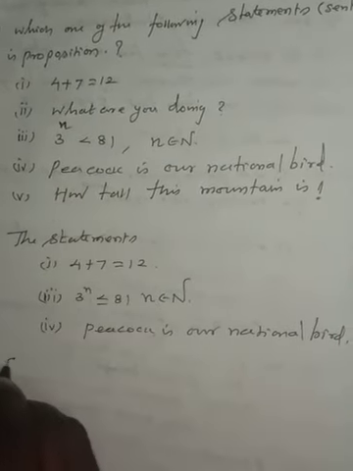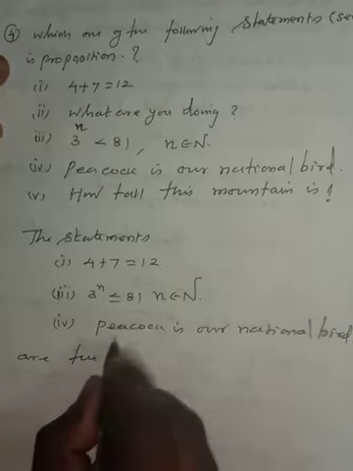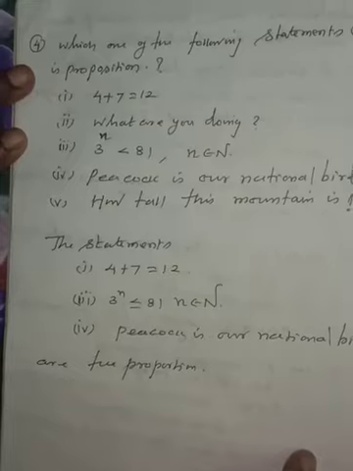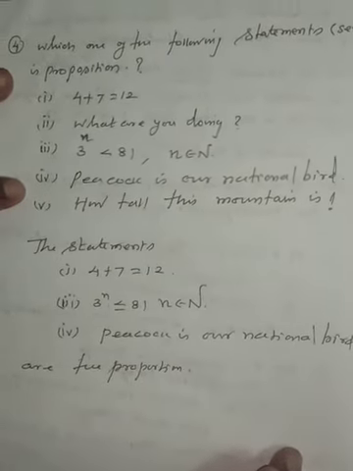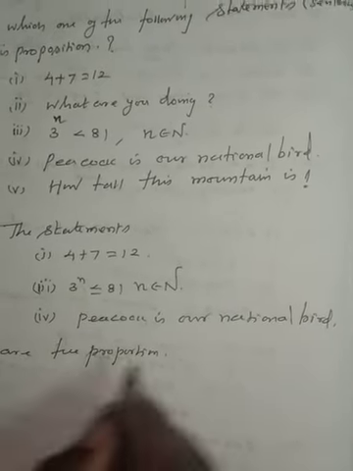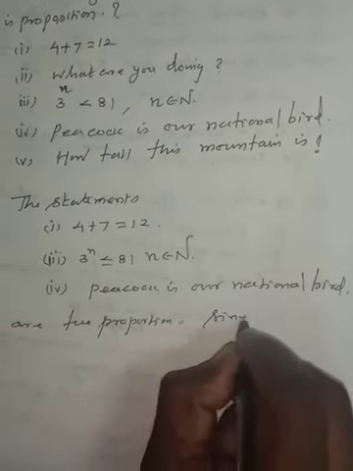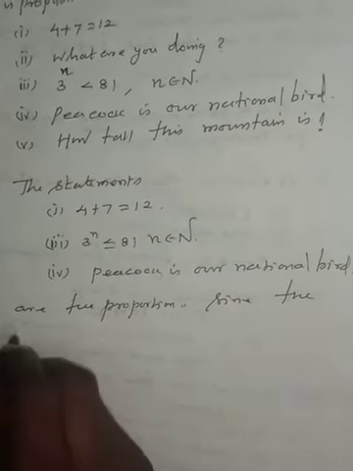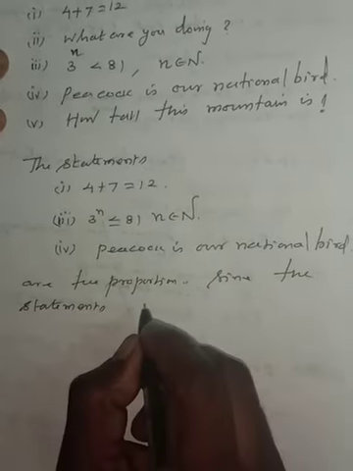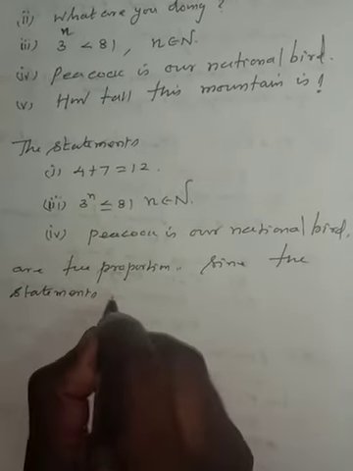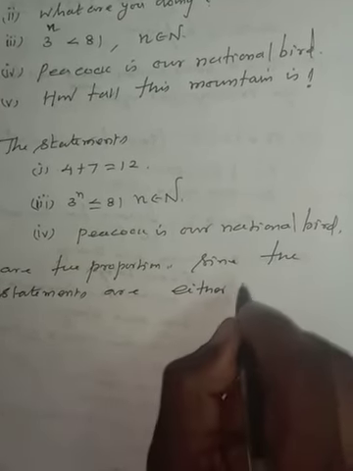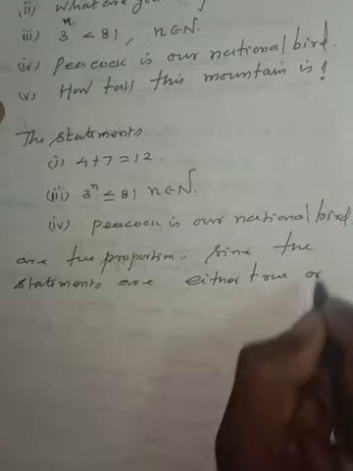Numbers 2 and 5 are not propositional. Since the statements are either true or false.